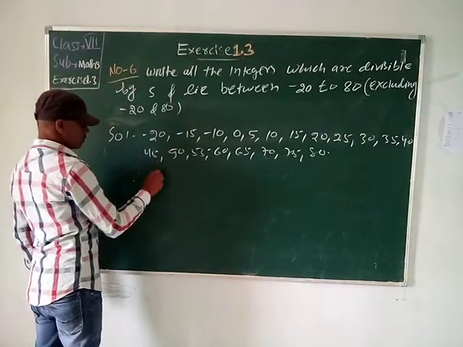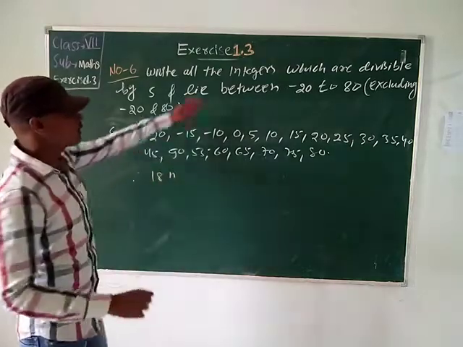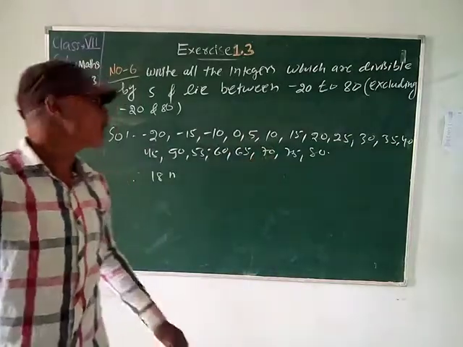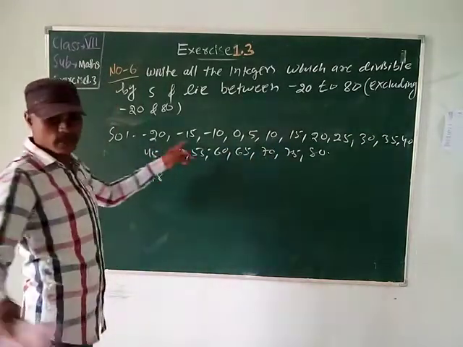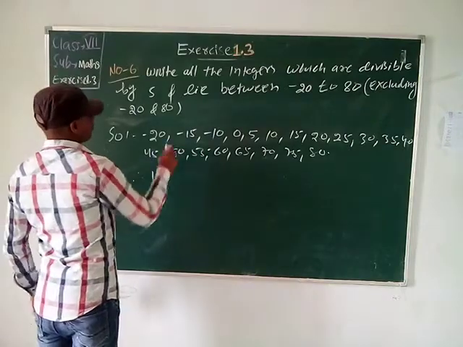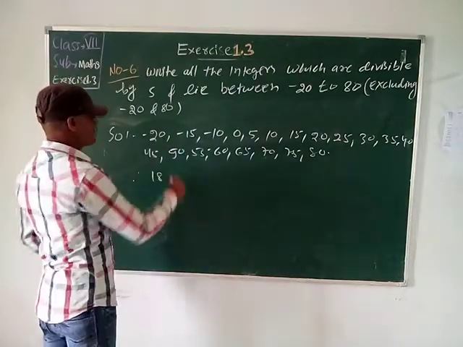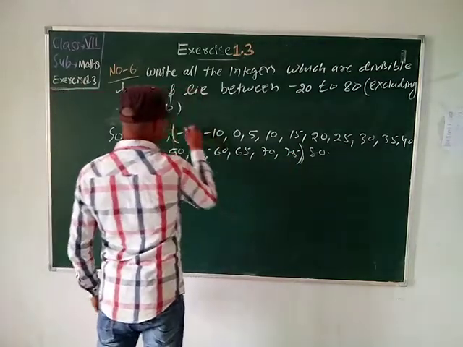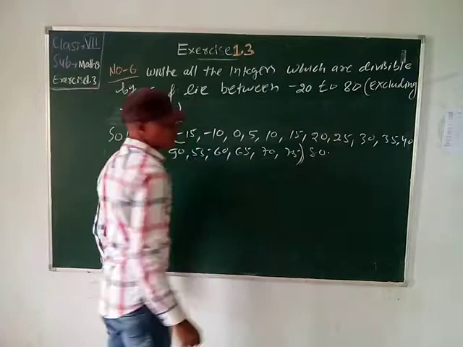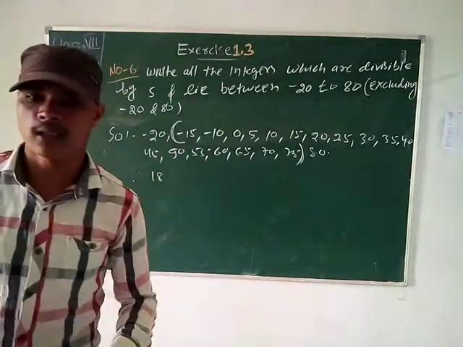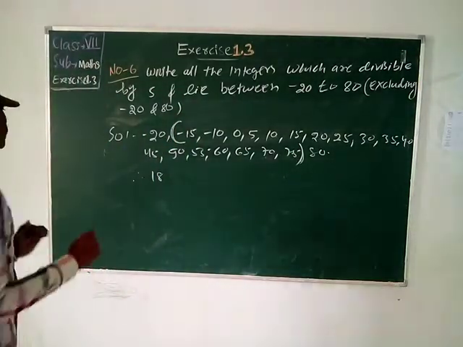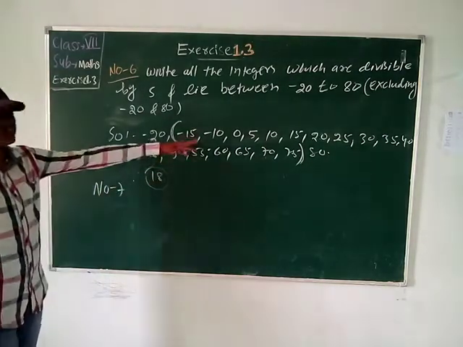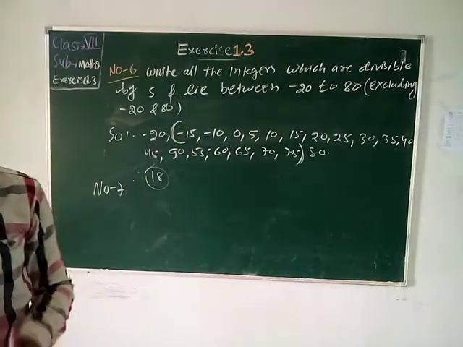So hence there are 18 numbers. How many numbers? 18 numbers are divisible by 5, and these are the numbers, from minus 15 to 75. These are the numbers that are divisible by 5. Clear? Total 18 numbers are divisible by 5. Okay, now we will do the next number.